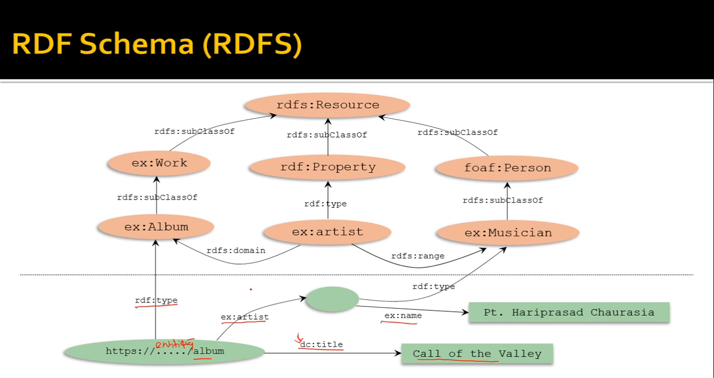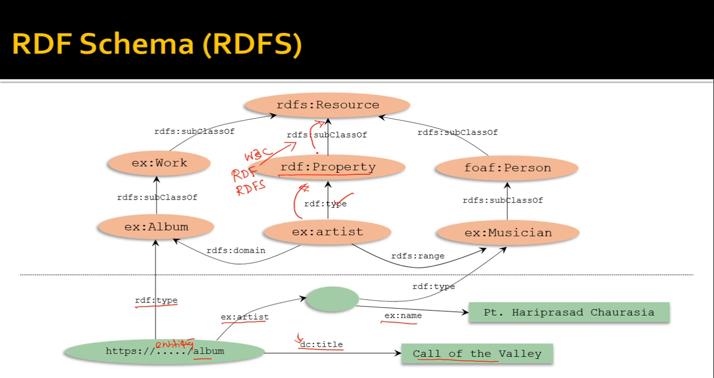So this is what I'm saying. Album has an artist. Artist is a property here. It's a relation between the album and Hari Prasad Chaurasia. So this artist is of type property. We are explicitly saying this, right? Now, this RDF property is already defined by a committee like W3C in the RDF description and RDFS description, right? Now, we are saying that this RDF property is a subclass of resource. So this is also described in RDFS, right?